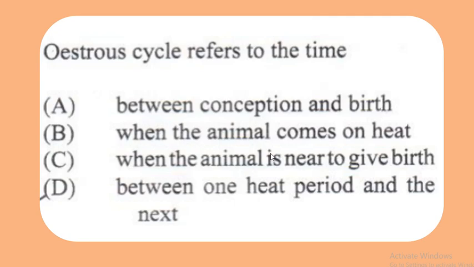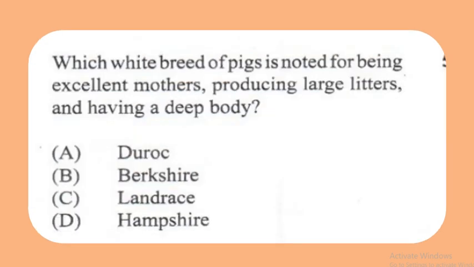limestone. Now, oestrus cycle refers to the time between conception and birth, when the animal comes on heat, when the animal is near to give birth, or between one heat period and the next? And the answer is D, between one heat period and the next.